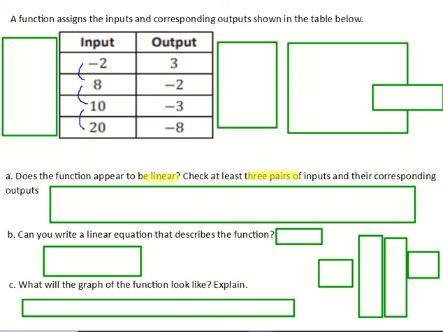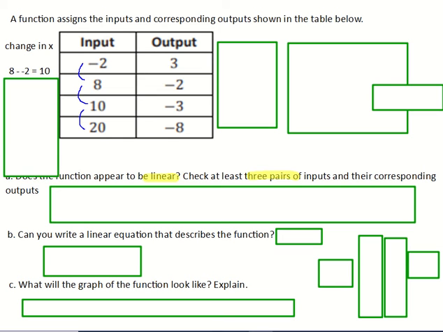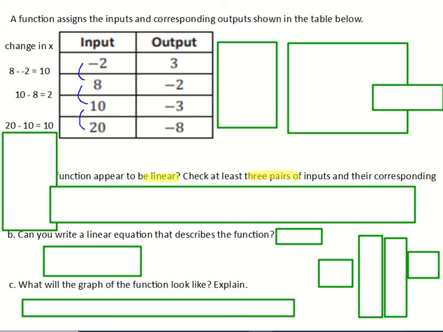I'm going to show you the calculations on the screen. So again, I'm calculating my change in x's, my inputs. The first row is 8 minus -2. If doing this by hand, the double negative becomes a positive, so 8 plus 2 is 10. The next row you have 10 minus 8, you get 2. And then 20 minus 10, you get 10.